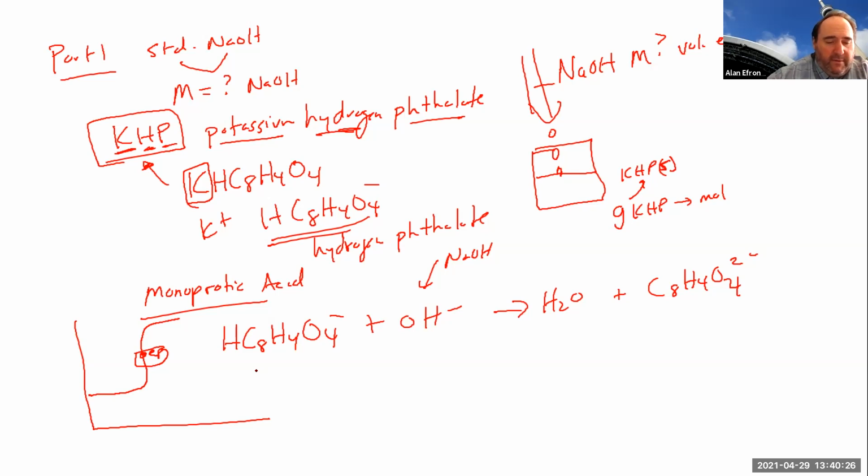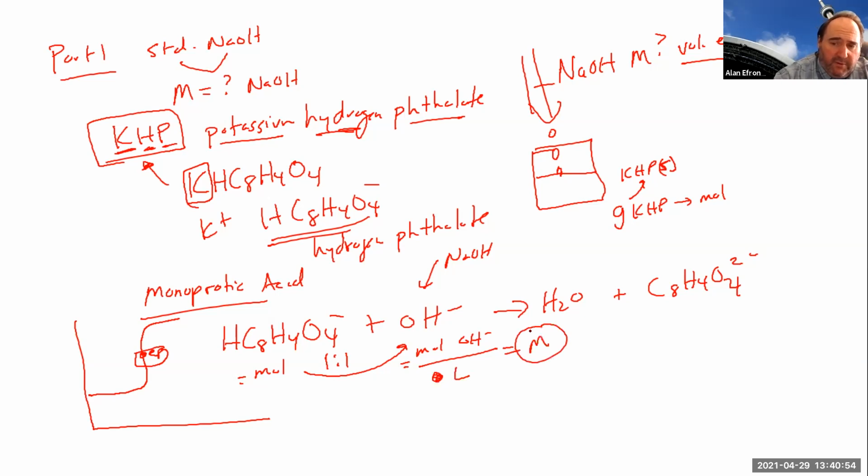So if I know the moles of my KHP, I then can do a mole-to-mole relationship to get the moles of my hydroxide, which is really my sodium hydroxide. By the way, it is a 1-to-1 relationship, which means these moles equal these moles. Now that I know the moles of sodium hydroxide needed to reach the equivalence point, and the volume needed to reach it, I can divide the moles by the liters and figure out my molarity.